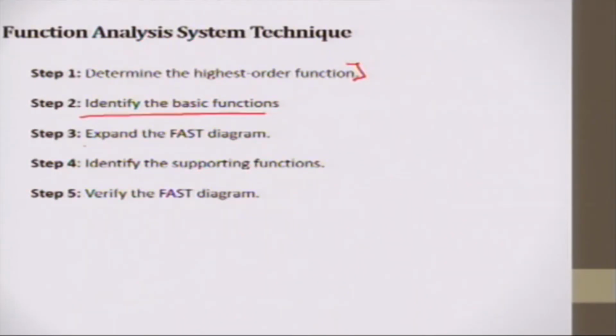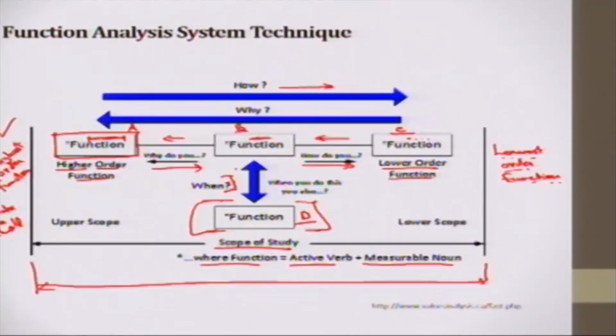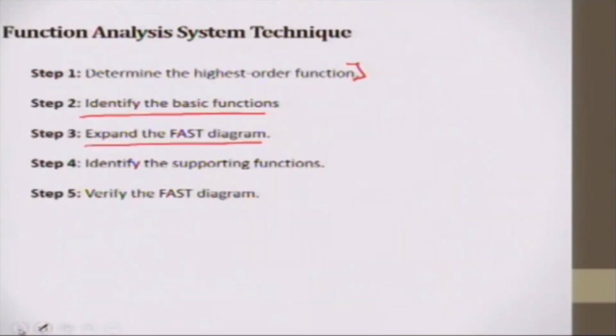Then expand the FAST diagram. Once we have identified the primary functions, that is functions A, B, C, we will expand to functions D, E, F, and so on, using the when logic. This is our critical path; A, B, C is our critical path here.